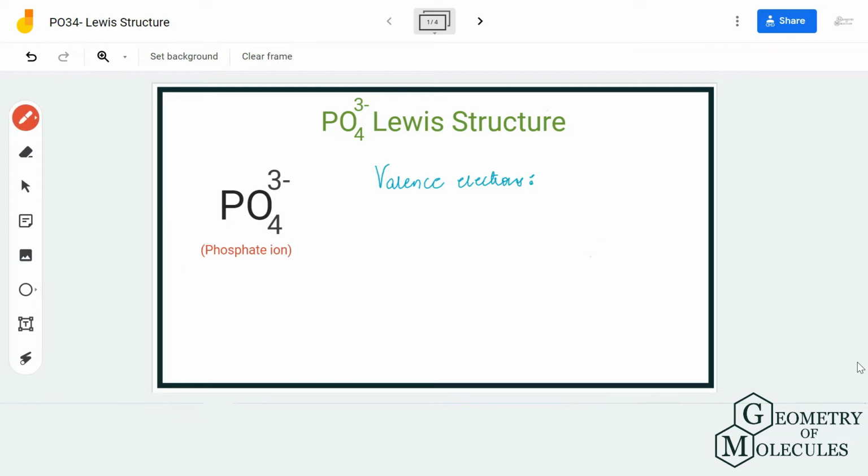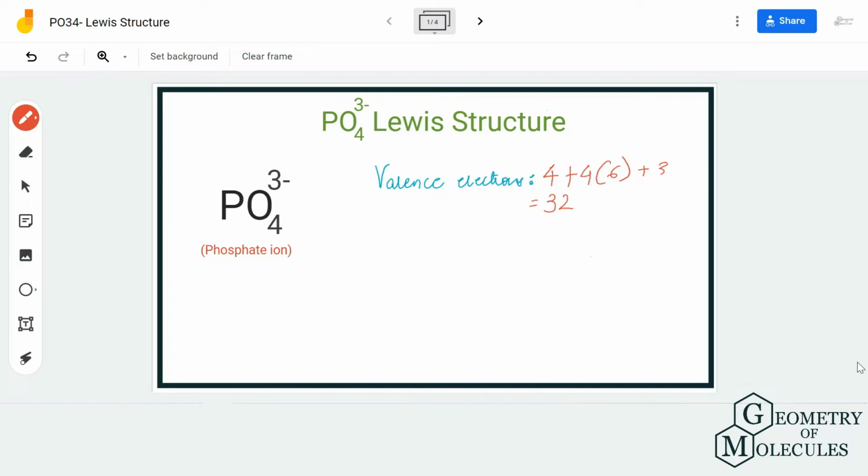So we have one atom of phosphorus and 4 atoms of oxygen. Apart from that, as there is a -3 charge over here, it means it is accepting 3 additional electrons to attain this structure, so we are also going to consider this. So in total we have 32 valence electrons for this molecule.